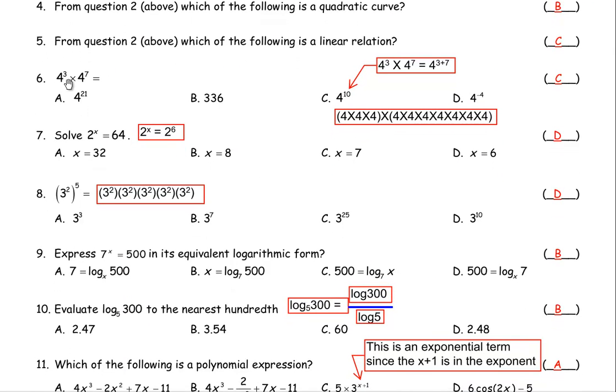For number 6, we're asked to multiply 4 cubed by 4 to the 7th. And so 4 cubed times 4 to the 7th, we're multiplying two powers with the same base. And so you add the exponents to get 4 to the power of 10.